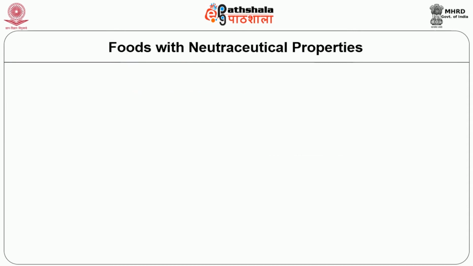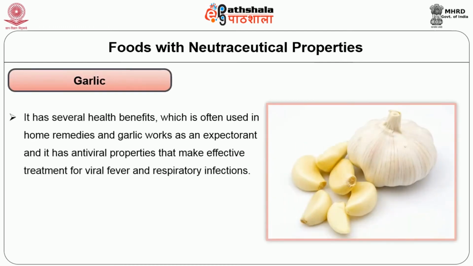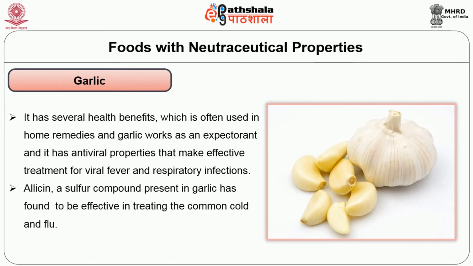Let us now see some of the foods with nutraceutical properties. To start with, let us see what garlic has. Garlic has several health benefits and is often used in home remedies. Garlic works as an expectorant and has an antiviral property that makes it an effective treatment for viral fever and respiratory infection. Allicin, a sulfur compound present in garlic, has been found to be effective in treating the common cold and flu.